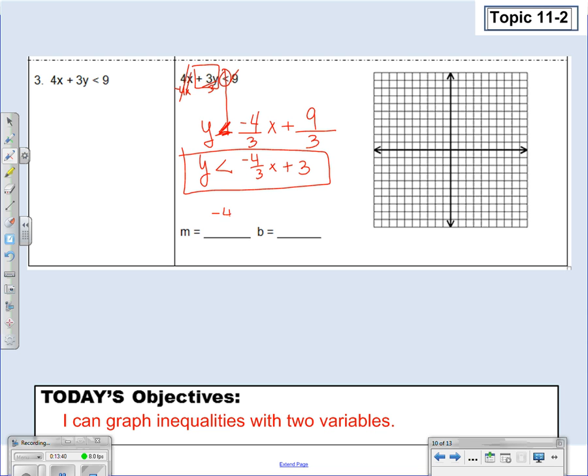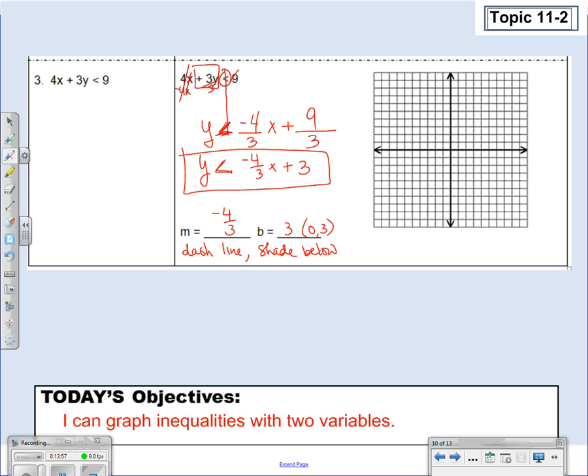Our slope is -4/3. Our y-intercept is 3. This is an inequality. It's less than. There's no equal to, so just say dashed line. And because it's less than, we shade below.